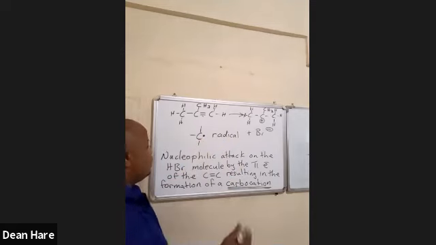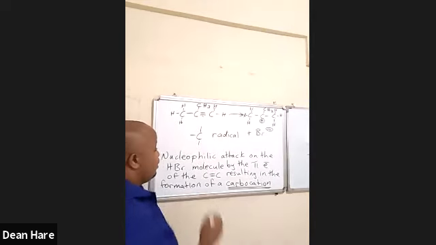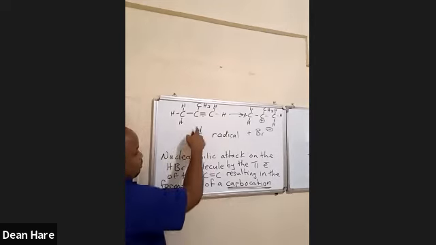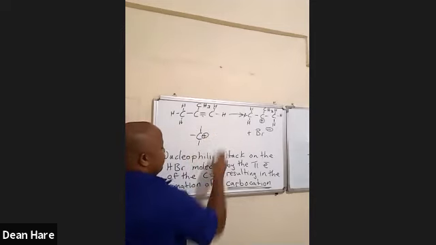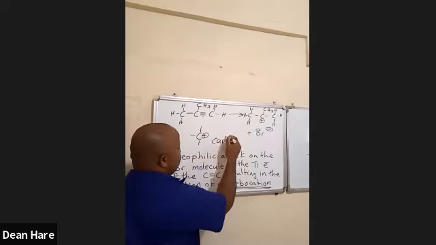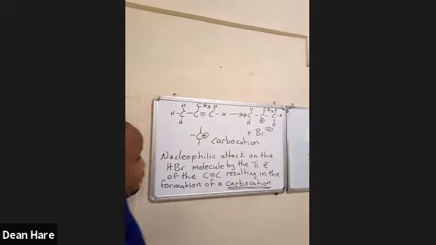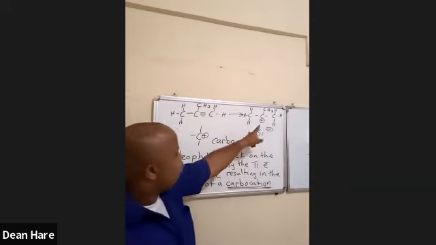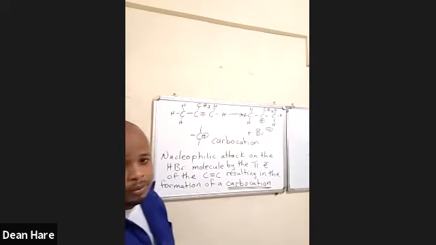However, if it loses both electrons within the bond, then at that point it will only have 3 bonds, in which case we call it a carbocation. So when the carbon atom has a positive charge, it is a carbocation. And that is why I put a positive charge on it here, because it has 1, 2, 3 bonds.